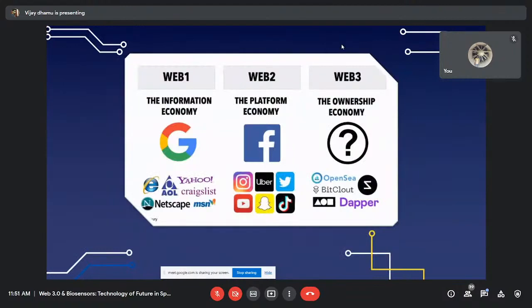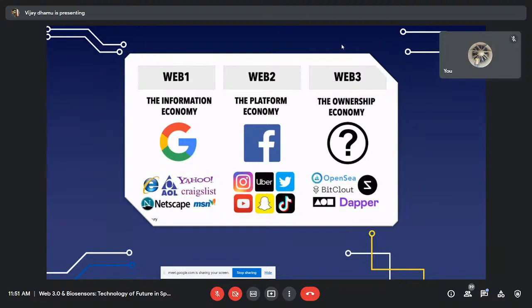So Web 1 was an information company. Since Google was started during that time, it was based only on information. But later, Google pioneered the platform economy, the Web 2.0. So this is a short example of the companies that pioneered Web 1 and Web 2.